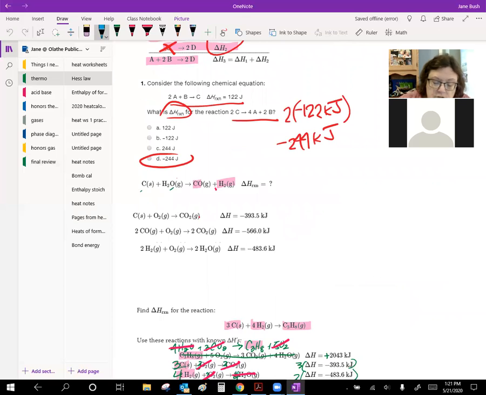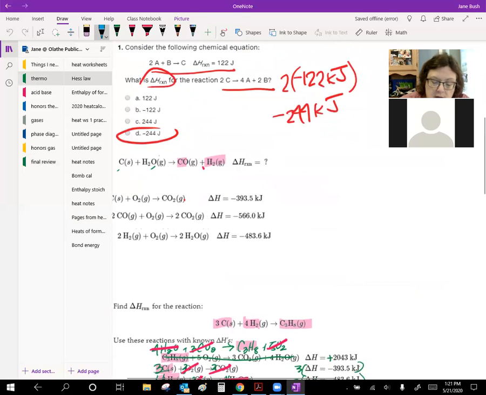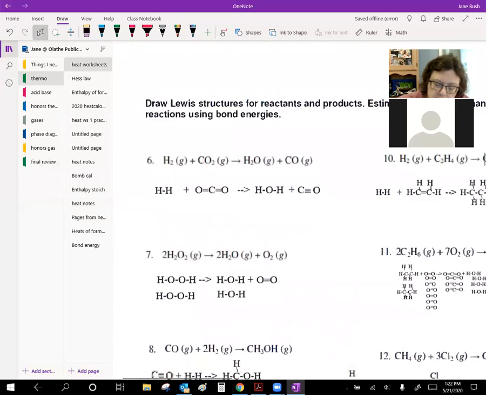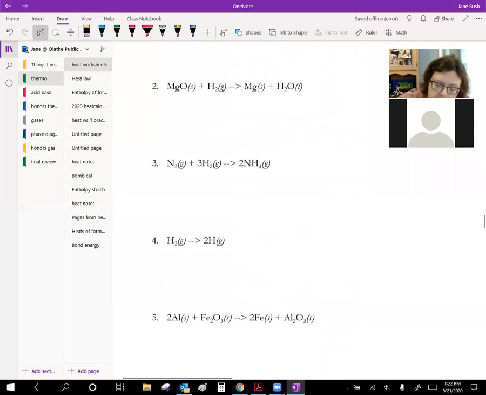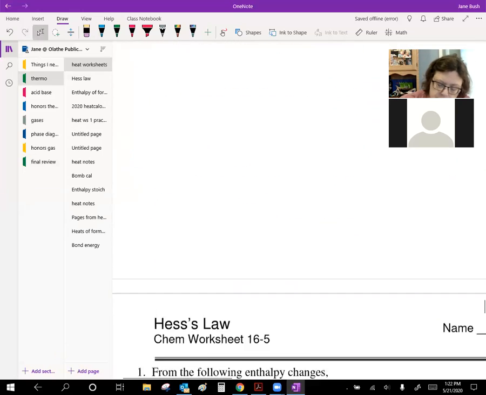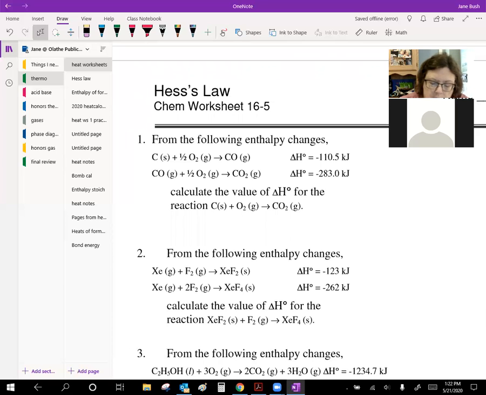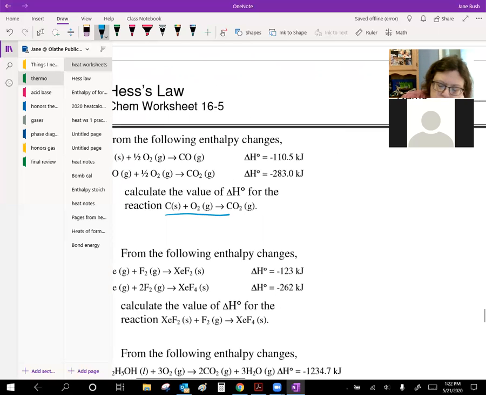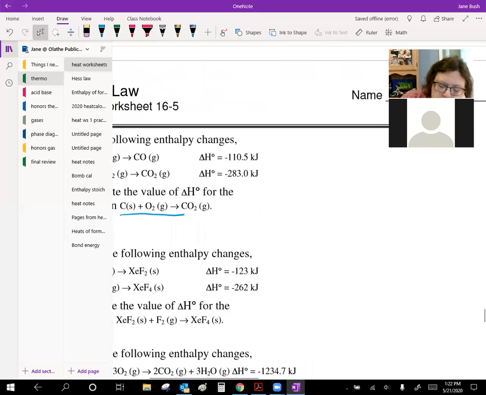But what you're going to do for Hess's law is, let's do the heat worksheet one so we don't have one that's already marked up. Okay. We want to recreate this. So I'm going to rewrite it over here.